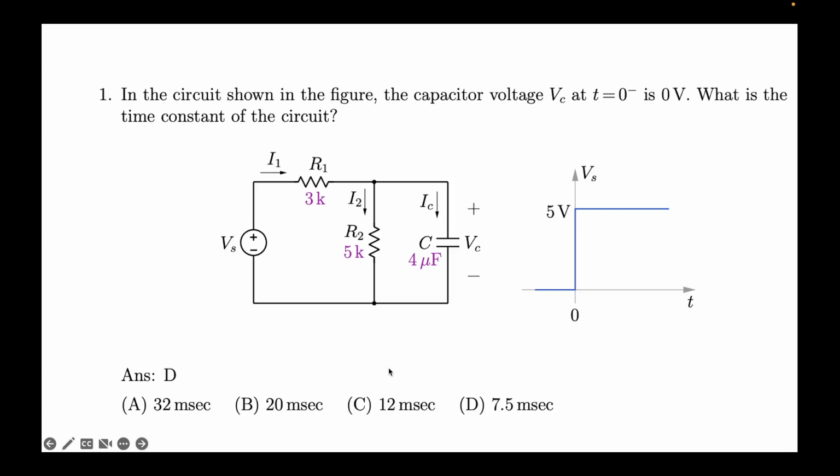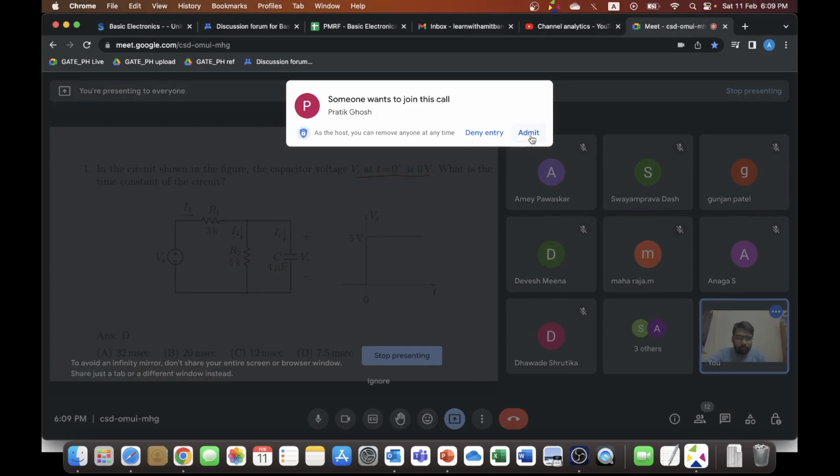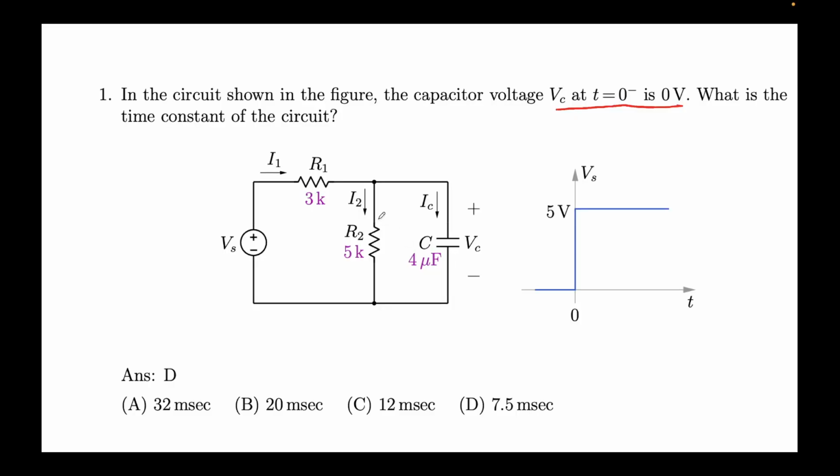Right, so this is the first problem, and what we are required to do here: in the circuit shown in the figure, the capacitor voltage VC at t equal to 0 minus is 0 volts. What is the time constant of the circuit? So this is the circuit that is given to us. This is an independent voltage source, which is a step function. There are two resistors and a capacitor, and for the first part of this problem, we are required to find the time constant of the given circuit. So how do we go ahead doing that?